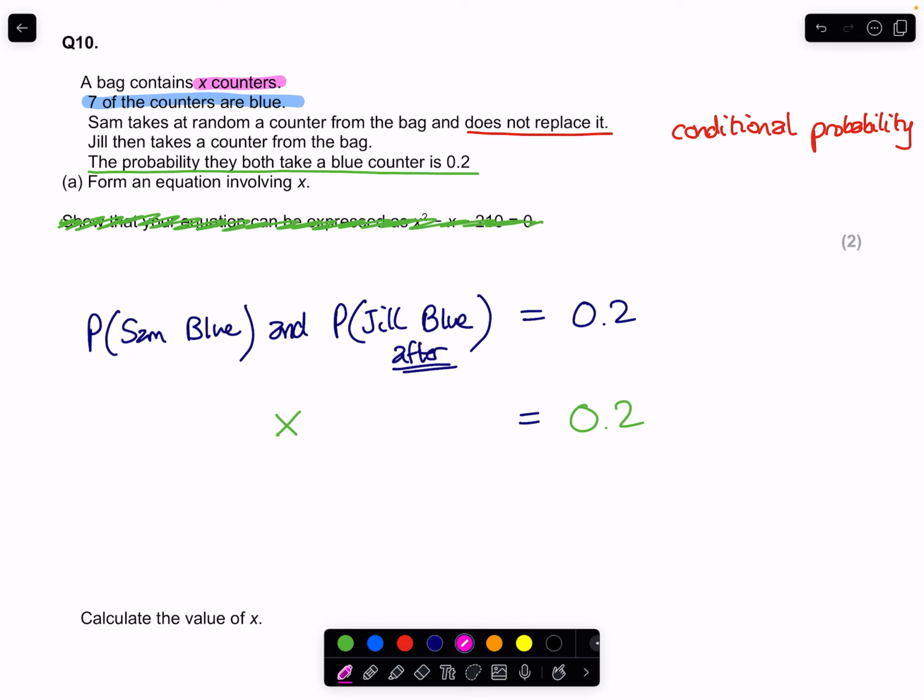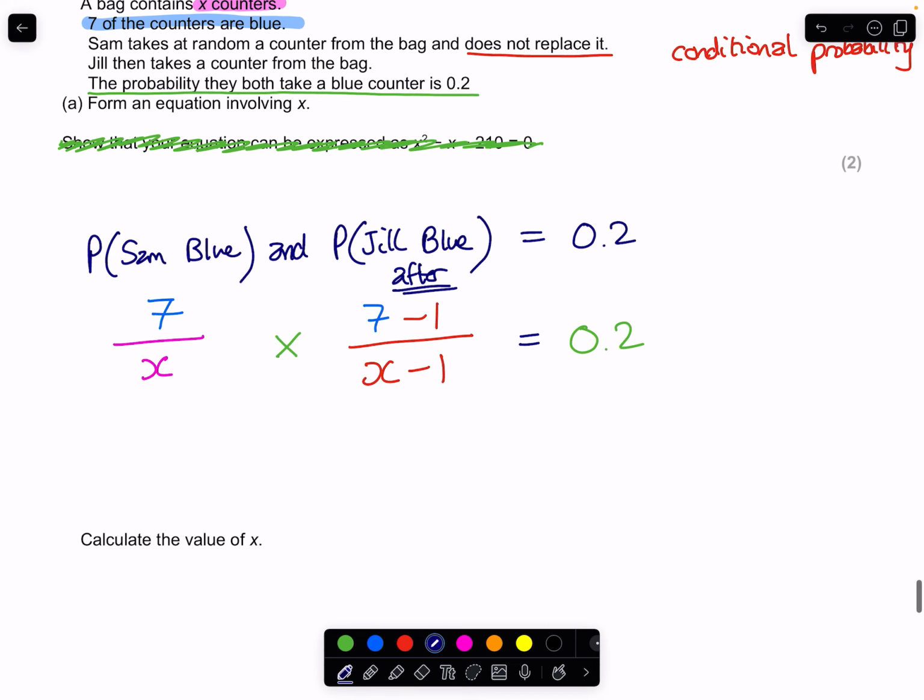So we have X counters in total, which means I can put this first fraction over X. There are 7 counters that are blue, which means the probability of Sam taking that blue counter is 7 over X. Because it's not been replaced, that means that we're going to have 1 less counter in total. So we'll have X minus 1 on the bottom, and we will also have 1 less blue counter. So we'll have 1 taken away from 7. Now, of course, we can simplify this down. We're going to end up with a 7 times 6 on the top here. We've got an X and an X minus 1 on the bottom, and that equals 0.2.